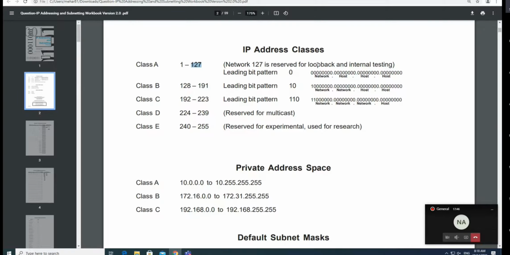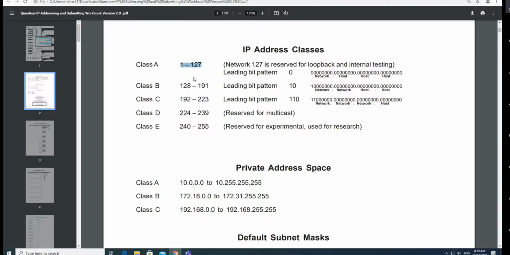Basically reserved for the multicast. Class E is reserved for experimental use or research purposes. Now, if you see here the class A range, because in multiple choice, as I told you, sometimes they will ask what is the range of class A. So you should know the range is 1 to 127.